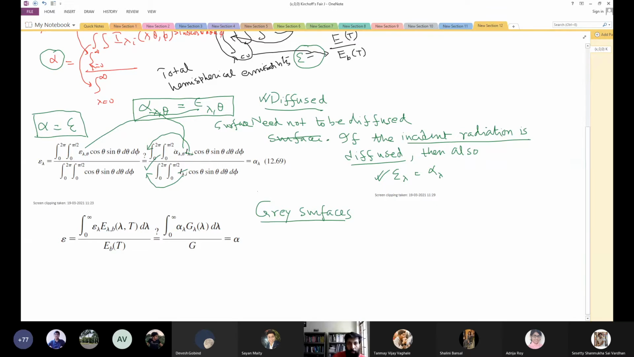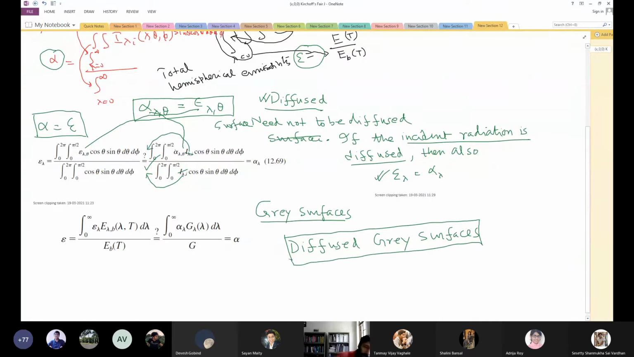But for our case, we'll deal with diffuse gray surfaces. So in the problem statement, if nothing is said, you can safely assume that the surface is diffuse and gray. And for you, this epsilon and alpha equality holds, which is called Kirchhoff's law. Okay, done. So Kirchhoff's law is done. These are the conditions under which you can assume epsilon equals alpha.